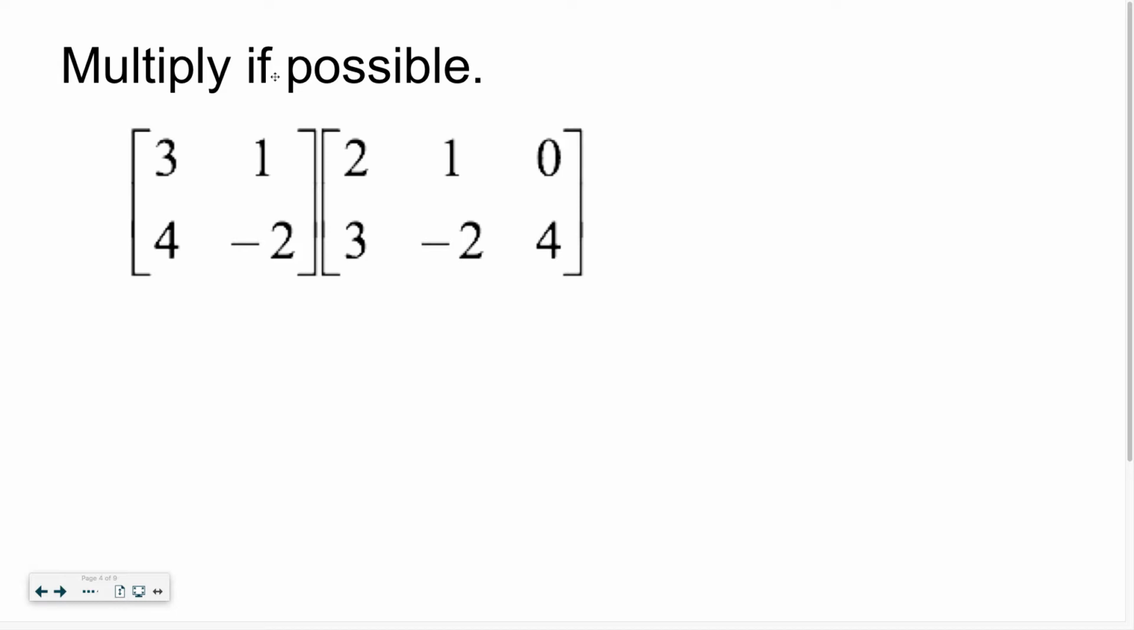Now think about their orders. We should be getting better. Order for the first one, not too bad, right? That's square, so it's 2 by 2. Order for the second one, 2 by 3. 2 rows, 3 separate columns. Can you multiply them? Yep. The columns of the first match the rows in the second. And the answer matrix is going to be 2 by 3.